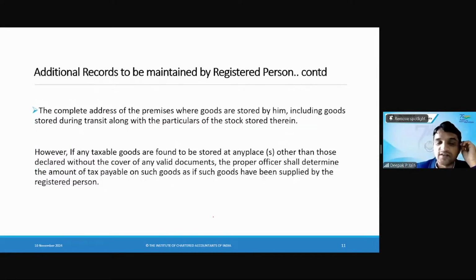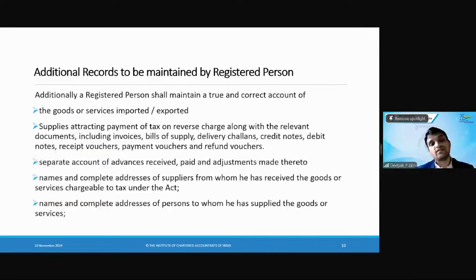Or rule says further, sixth one, the complete address of the premises where the goods are stored. That also you have to maintain. If you have multiple 10 branches, and if you don't remember that, so you have to have a record of the address of the premises where all you are storing your goods. Okay? So the Act says 5, the rule says 6 things.